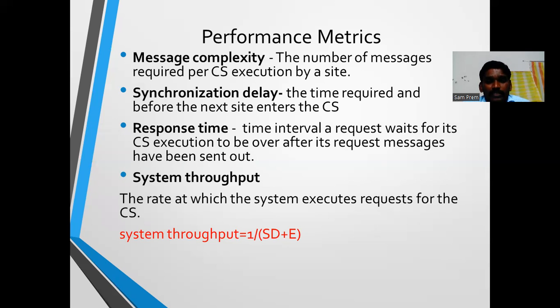So, performance metrics in distributed mutual exclusion. First one is message complexity. Message complexity is the number of messages required for critical section execution by a site. So first, I identify the number of messages required for the critical section execution by a site.